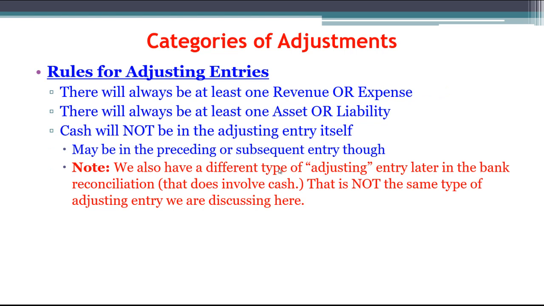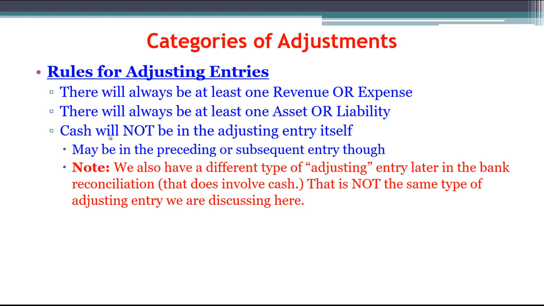So there are a few rules to understand that will really help you through these adjusting entries. First of all, you have to at least have a revenue or expense account, and you have to at least have an asset or liability account. So there's an income statement account and a balance sheet account. We're trying to correct both. The other rule to understand here is that cash itself will never be in these adjusting entries. Cash will be in either the earlier entry or a later entry, but not the adjusting entry.